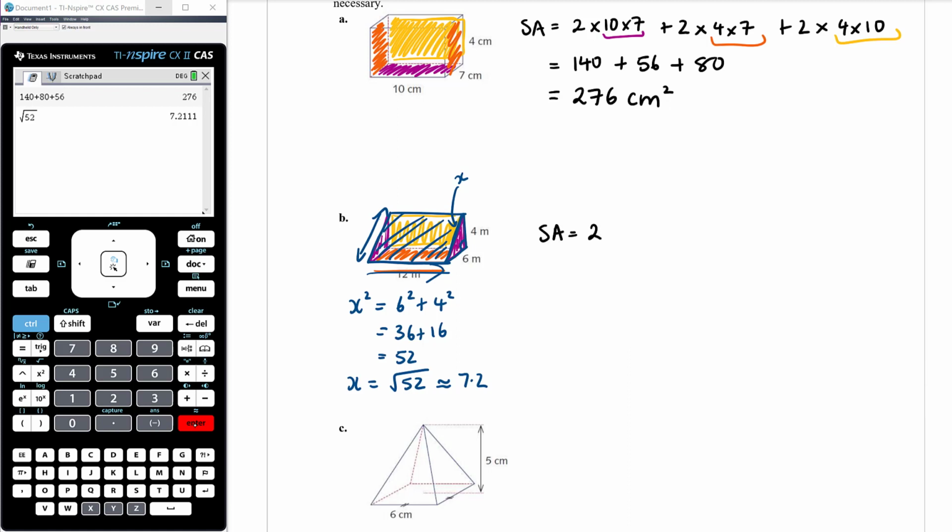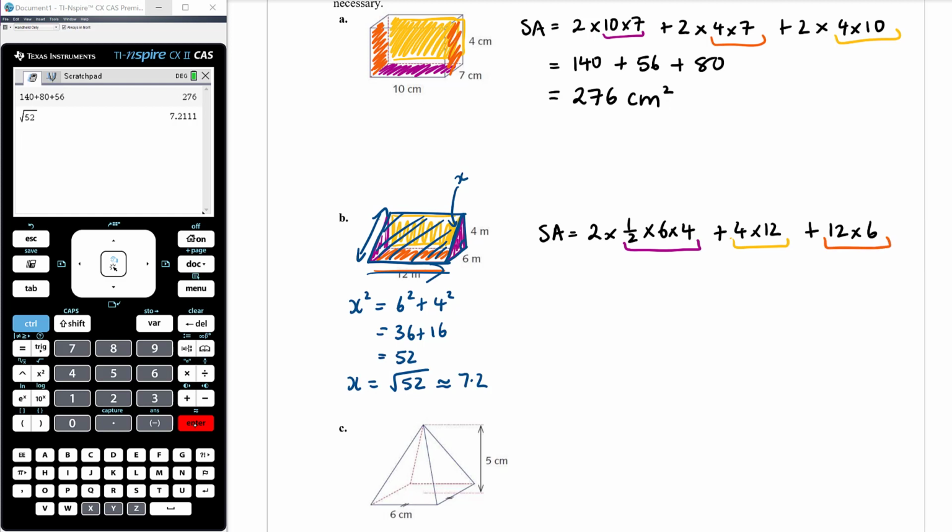We're going to have 2 triangles, and the area of a triangle is half times base times height. So that's our 2 triangles, plus we're going to have the yellow rectangle at the back, which is 4 by 12, plus we have the orange rectangle on the bottom, which is 12 by 6.